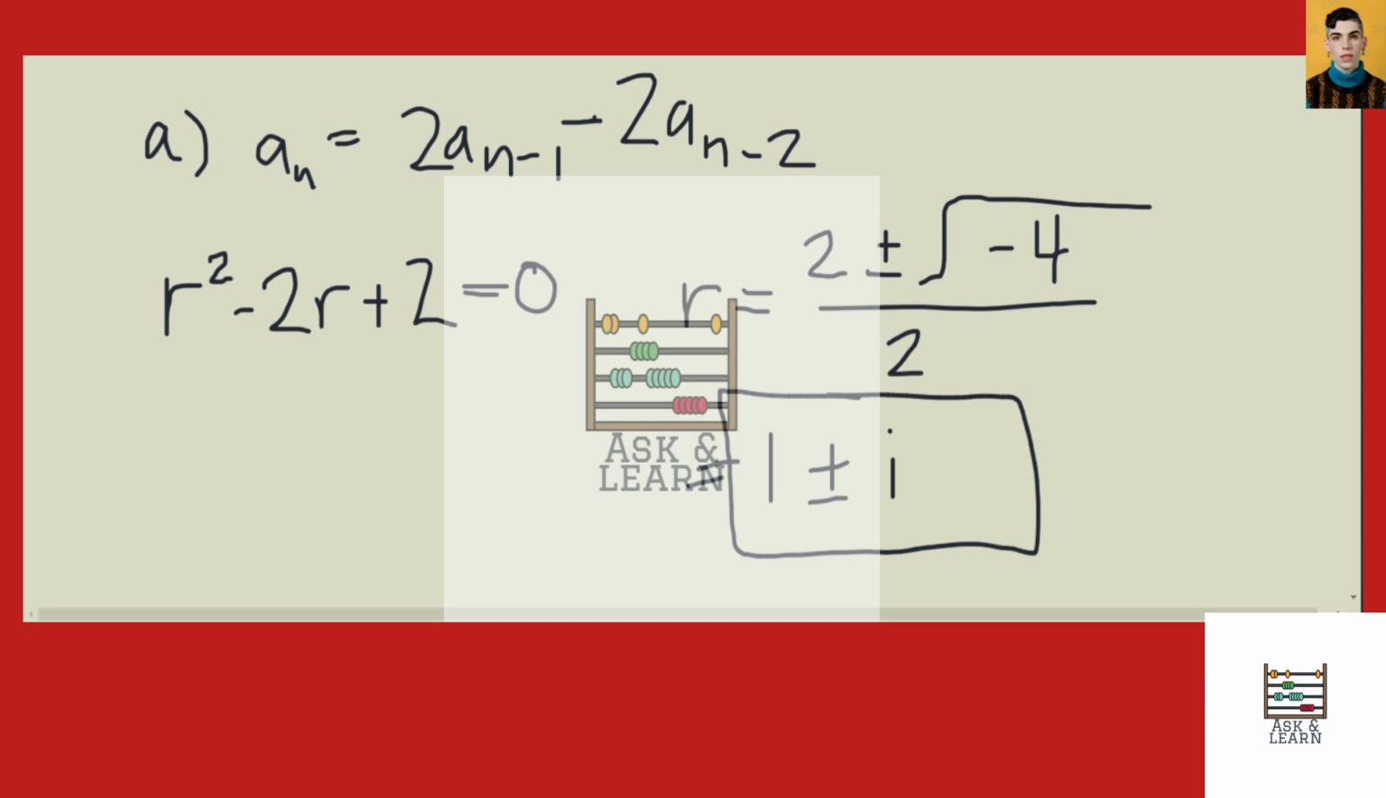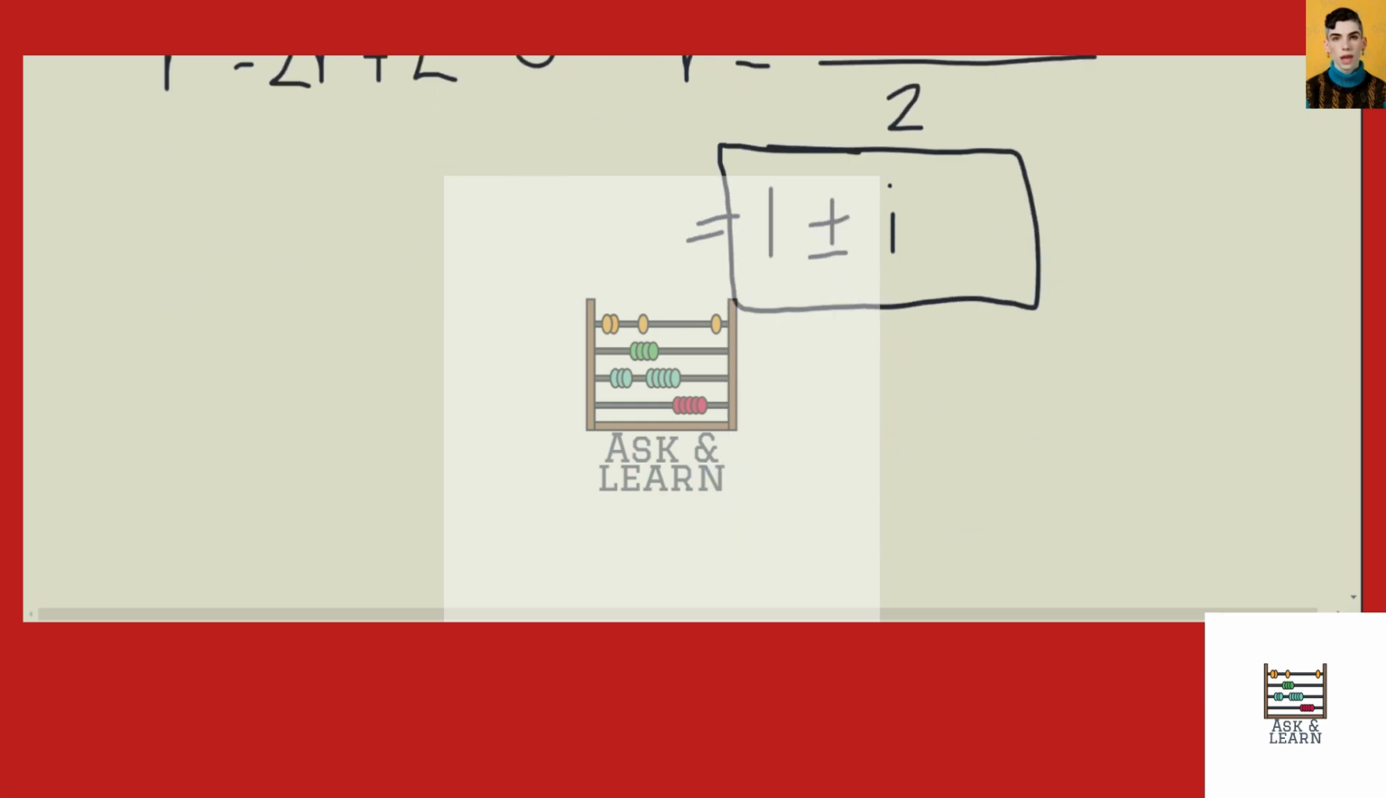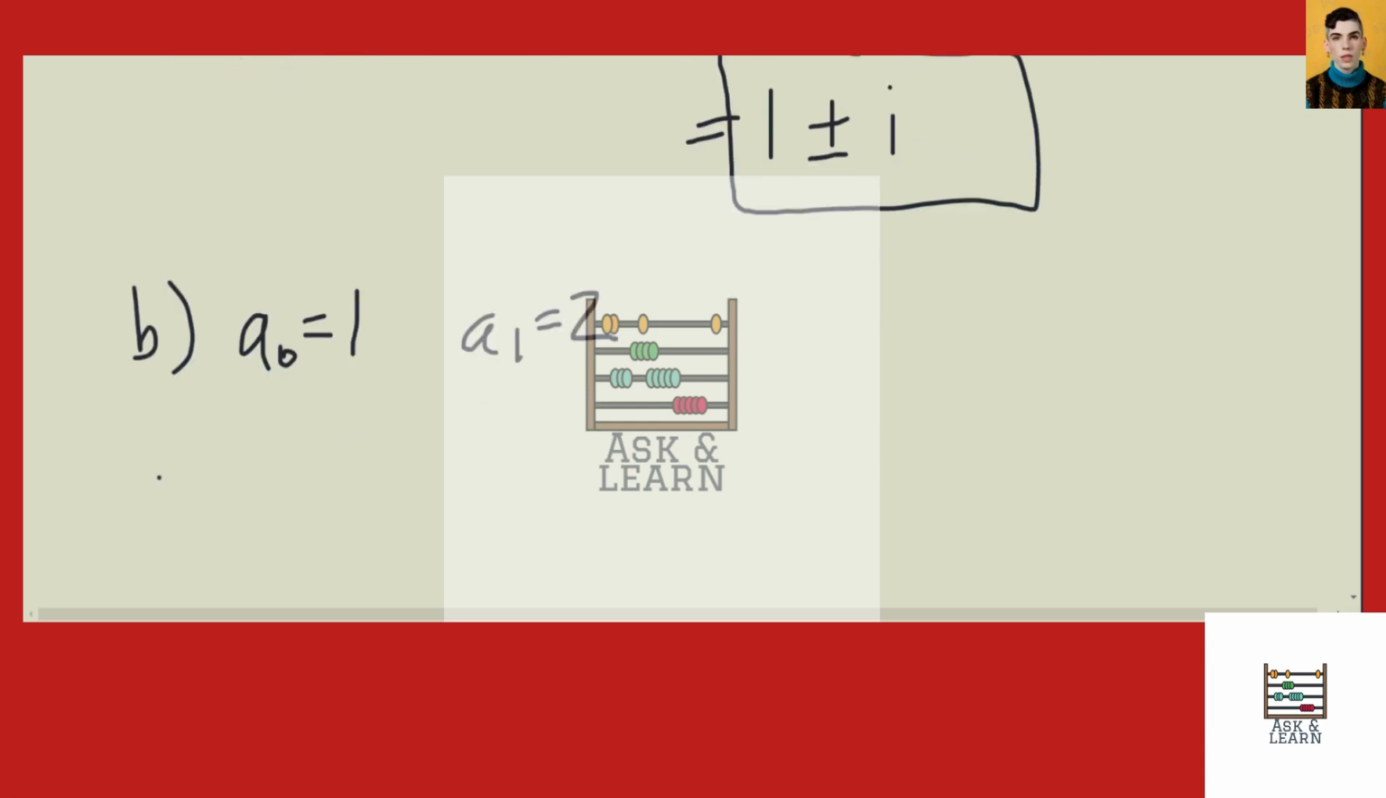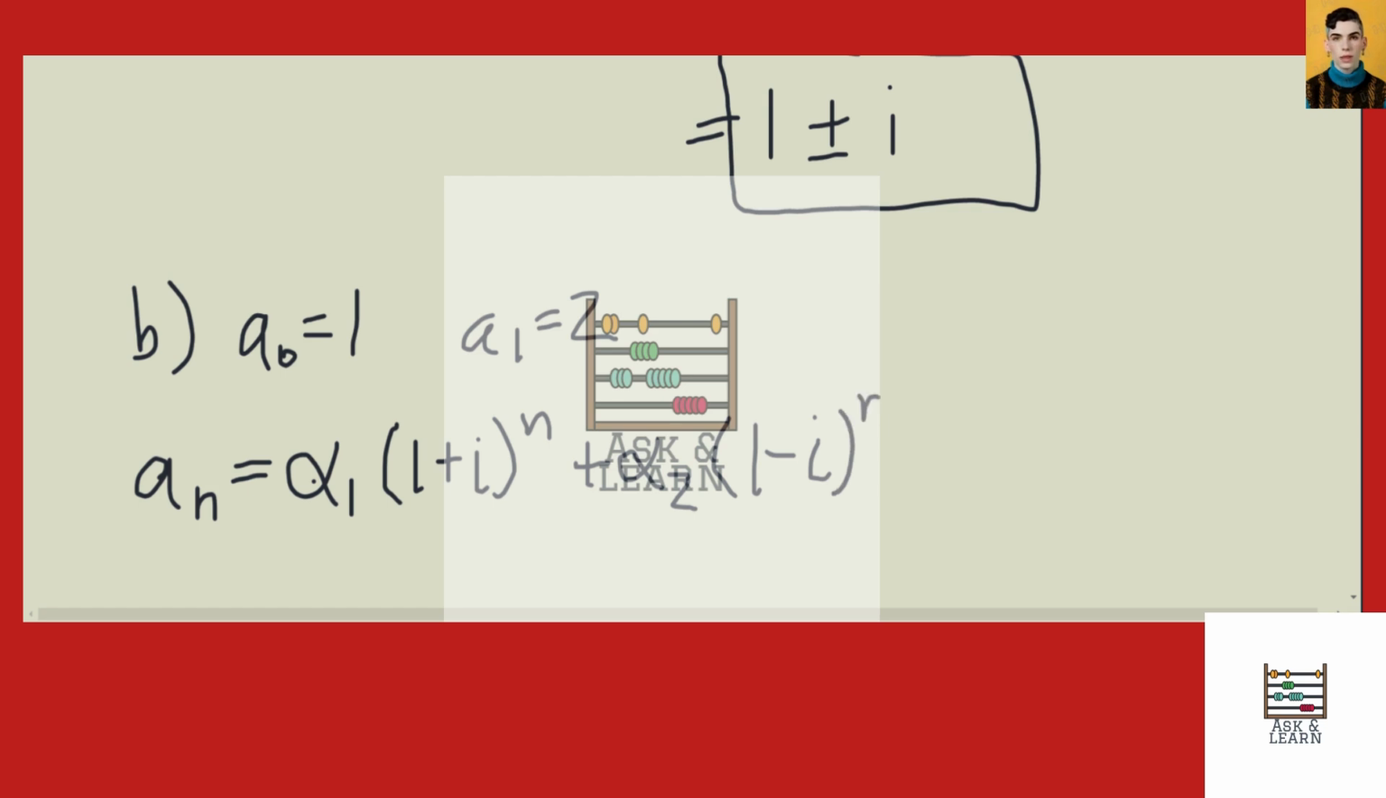In Part B, we're asked to find the solution of the recurrence relation from Part A with initial conditions a_0 equals 1 and a_1 equals 2. So to do this, first we have that the general solution, since the roots are distinct, is alpha 1 times (1 plus i) to the n plus alpha 2 times (1 minus i) to the n, where alpha 1 and alpha 2 are some constants.